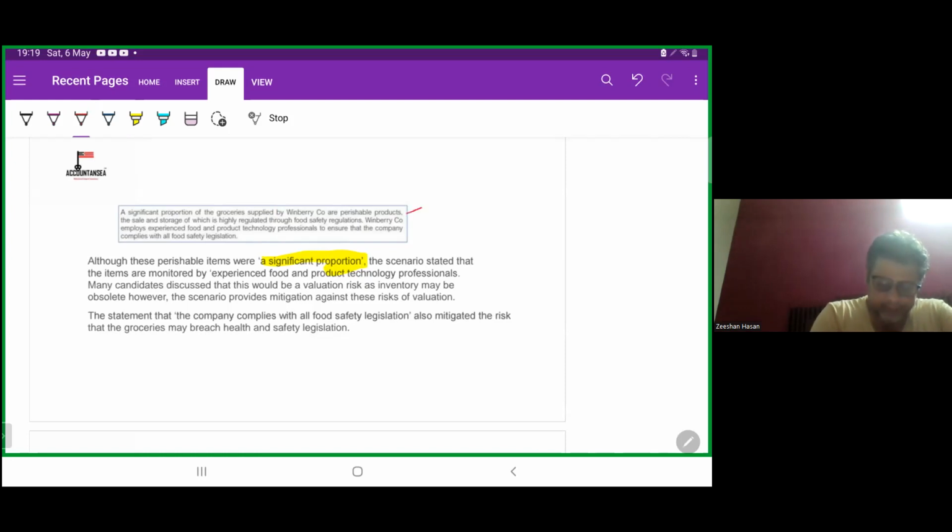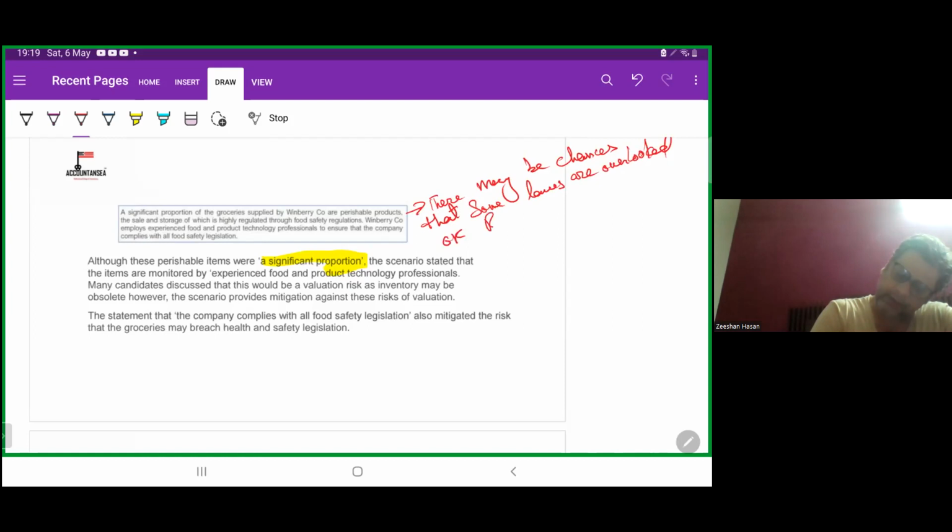So, still, what can be stated is that there may be chances that some laws are overlooked, or rare chances that inventory is over or understated. Okay.